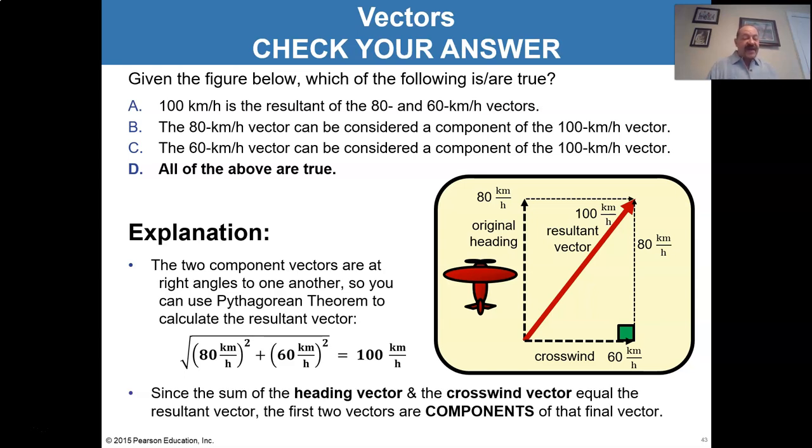Since the sum of the heading vector and the crosswind vector equal the resultant, the first two vectors are called components. And components could be perpendicular to each other. They don't necessarily have to be. Frequently, they'll be designed to be perpendicular.